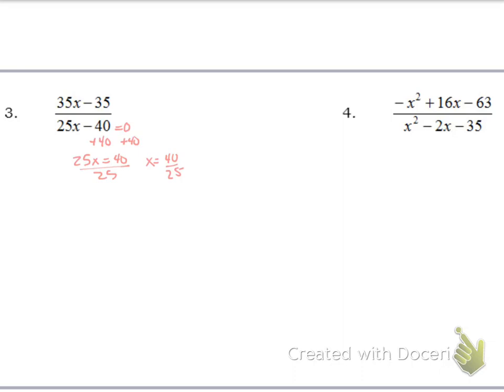My next one here multiplies to -35, adds to -2, which is going to be -7 and 5. And we're still setting it equal to 0, so I need to do my ZPP property. I set x minus 7 equal to 0, x plus 5 equal to 0. So if I solve this, I'd have to add 7, so x cannot equal 7. This should be x cannot equal 40 over 25. And then I would subtract 5, so x cannot equal -5.